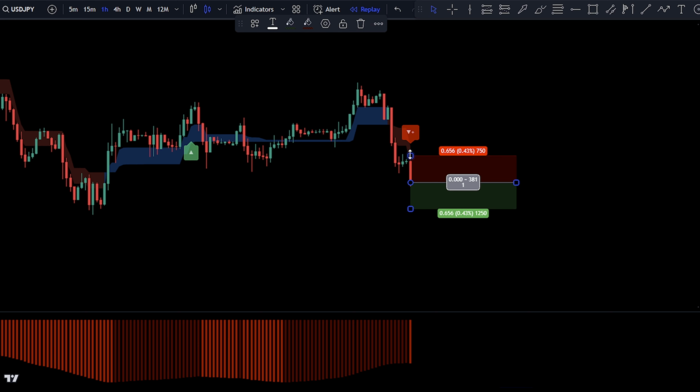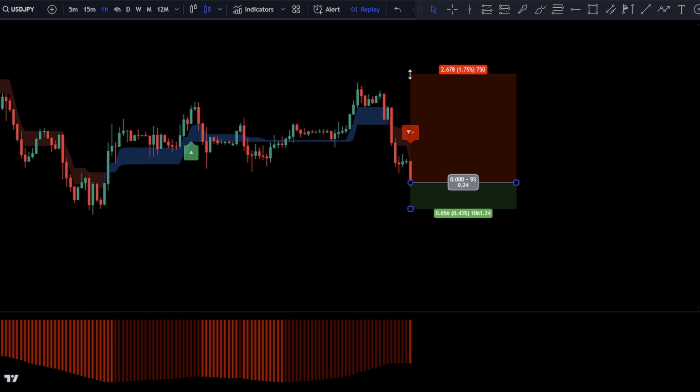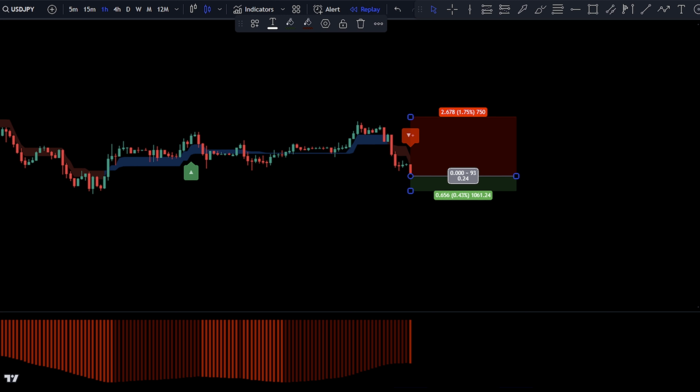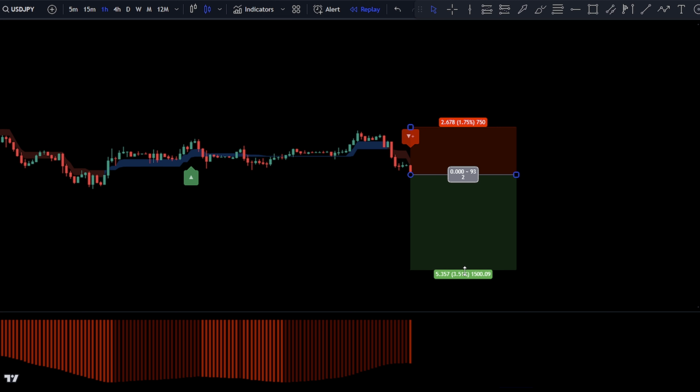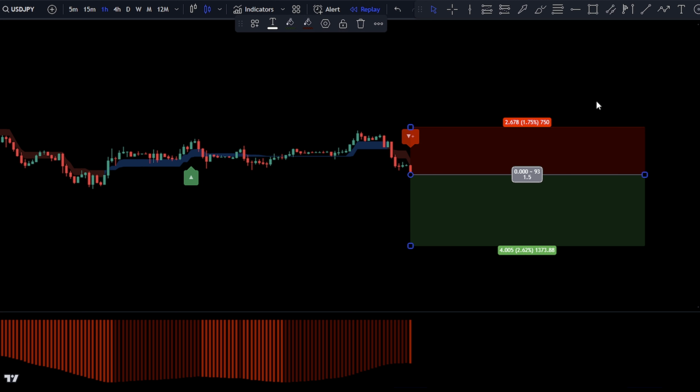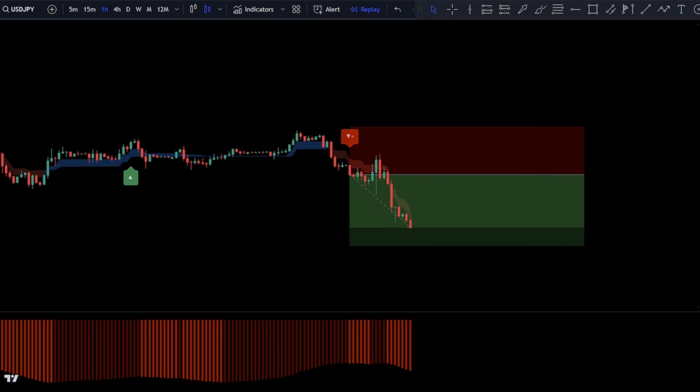For the stop loss, you can set it either above the NeoCloud or above the most recent swing high, depending on your risk preference, the asset, and the time frame you're trading on. And for taking profits, same as for buy trades, we will use two targets. First, we aim for a 1 to 1.5 risk-reward ratio.